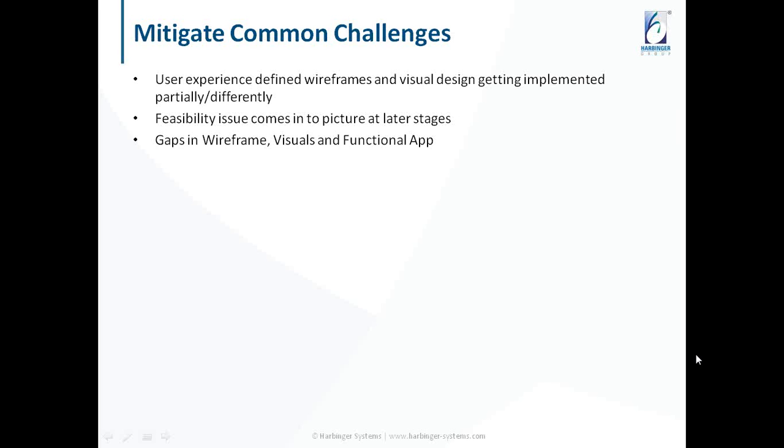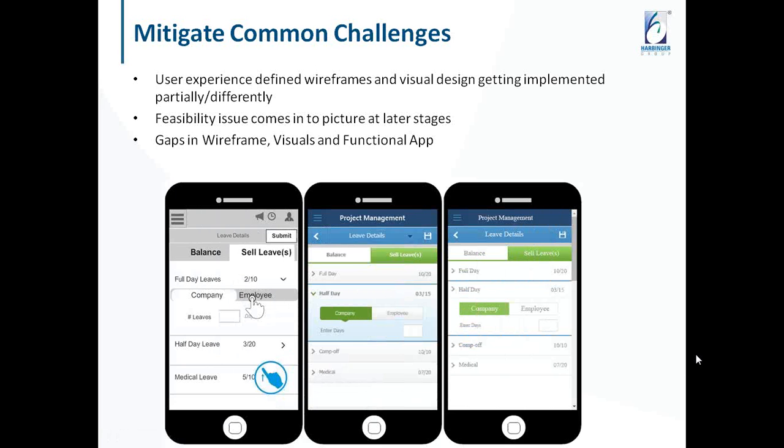The very next challenge has three phases to it. We see the implementation of the visual design in part, or the definitions in the wireframe and visual design get partially or differently implemented in the live application. The second point is a feasibility issue, which comes into the picture at later stages, and the third is the gap in visual design, wireframes and functional app. The image inserted is talking about the last point.